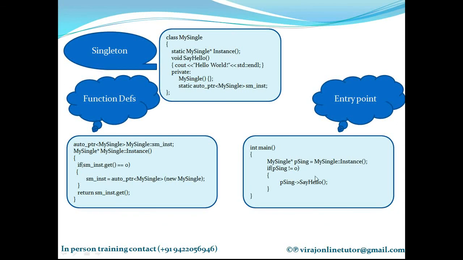So second time, suppose someone calls instance after this, it will again return the same object that I created for the very first time. So irrespective of how many times I call the instance function, it will always return to me the very first object that was created. Simple.